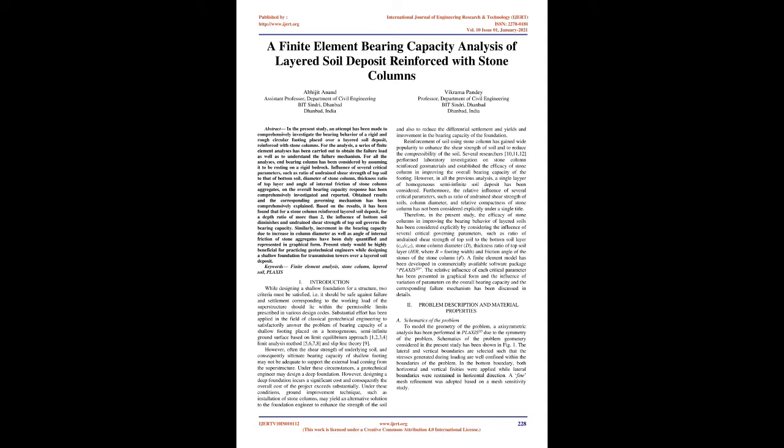Based on the results, it has been found that for a stone column reinforced layered soil deposit, for a depth ratio of more than 2, the influence of bottom soil diminishes and undrained shear strength of topsoil governs the bearing capacity. Similarly, increment in the bearing capacity due to increase in column diameter as well as angle of internal friction of stone aggregates have been duly quantified and represented in graphical form.